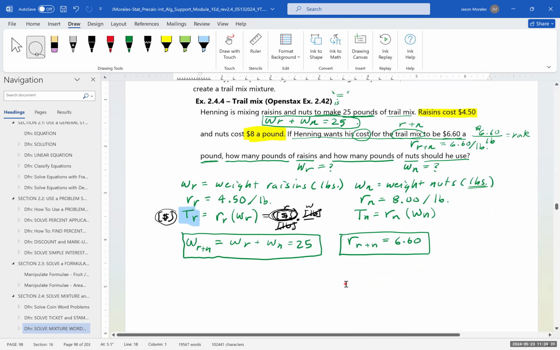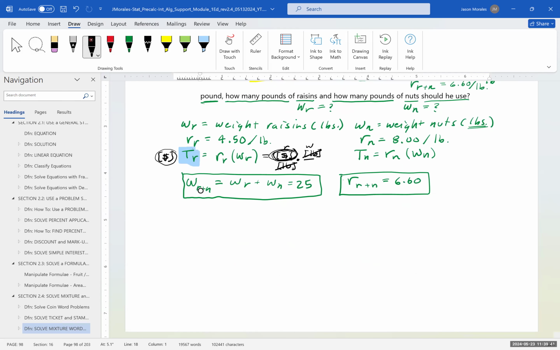All right, that's better. All right, so let's create this table to help us organize and see what's going on. So we've got type, weight, rate, and total. And so it's going to be weight times rate.